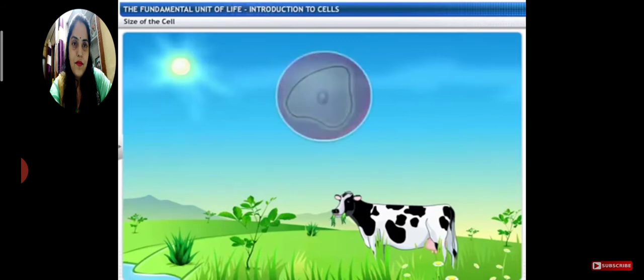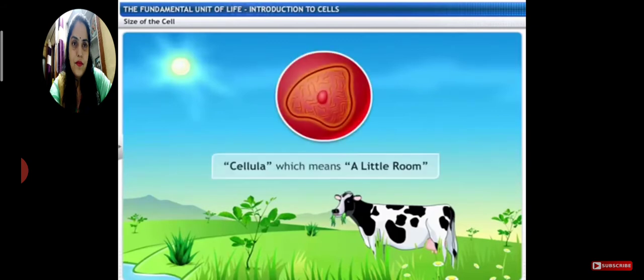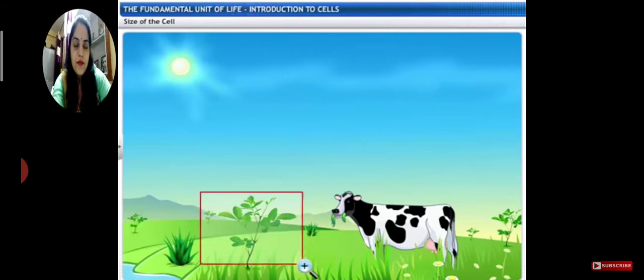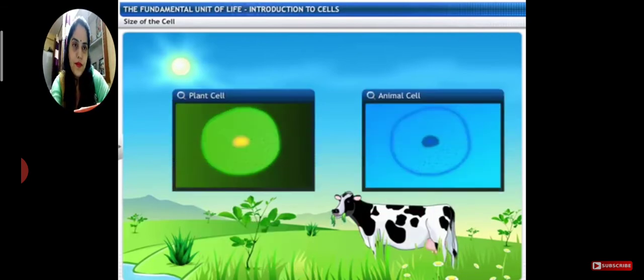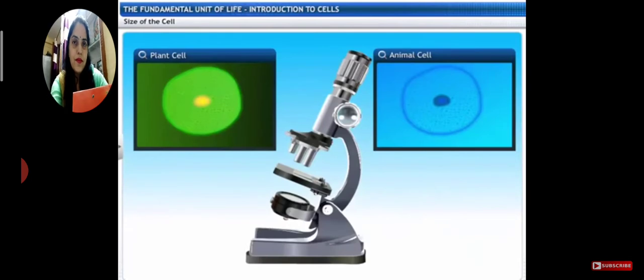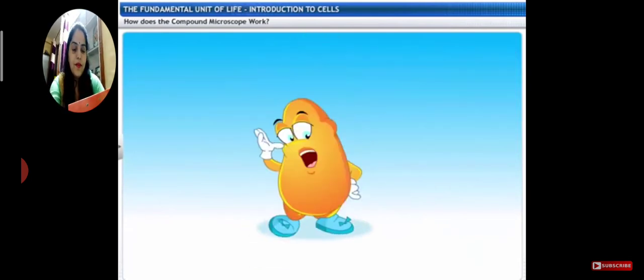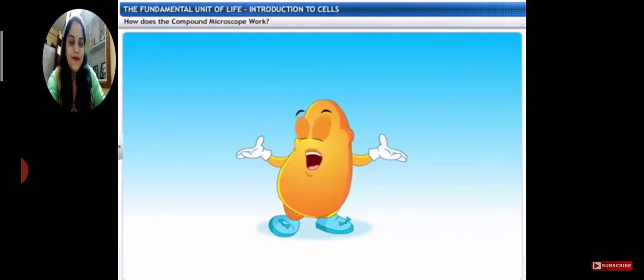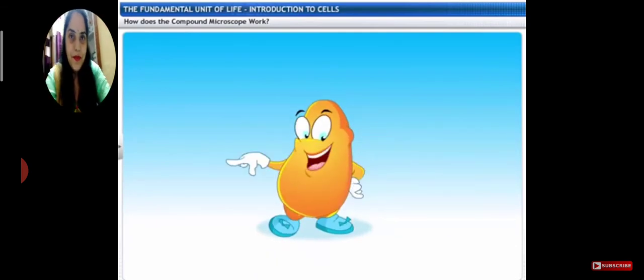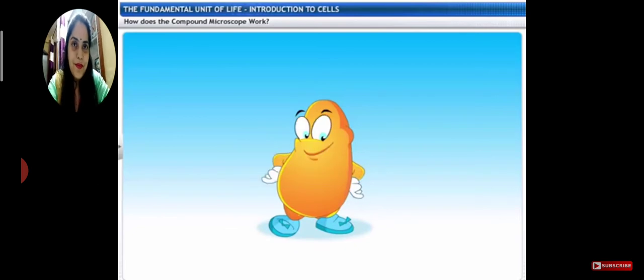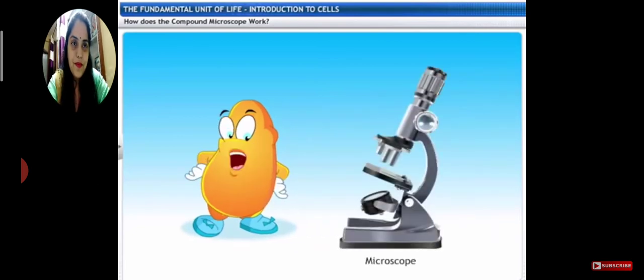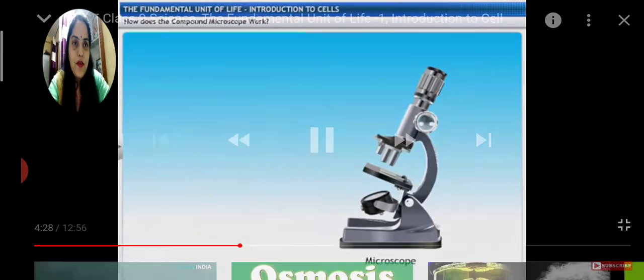All living organisms are made of cells. Cell is derived from the Latin word cellula, which means a little room. Plant and animal cells are too small and visible only under a microscope. So, without the microscope, you would have never known me. That's why I consider the microscope to be one of the greatest inventions of mankind. Now let's see how the compound microscope works.